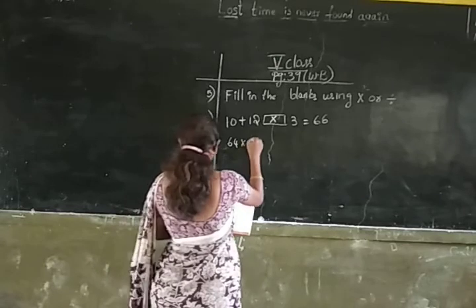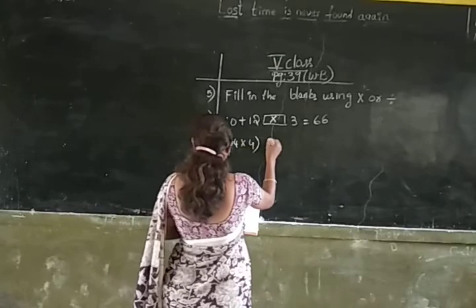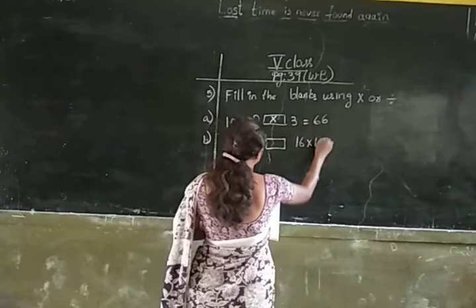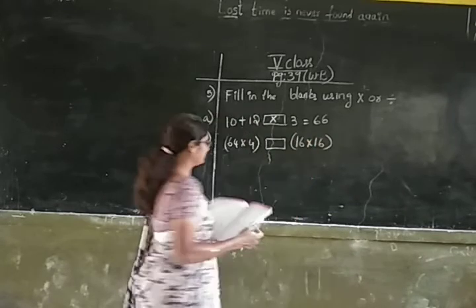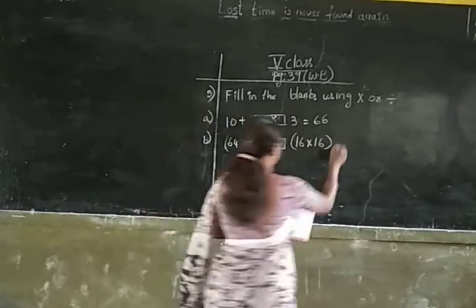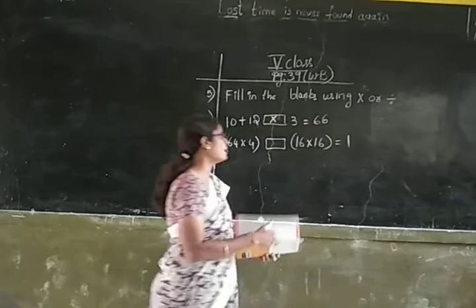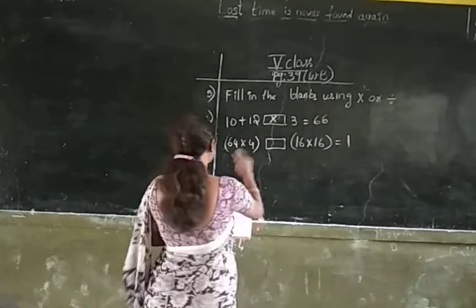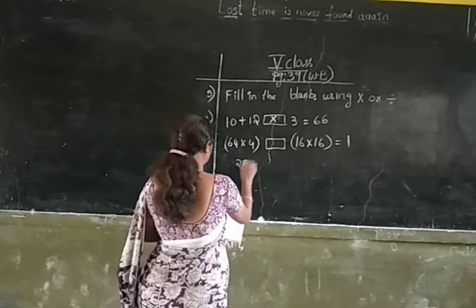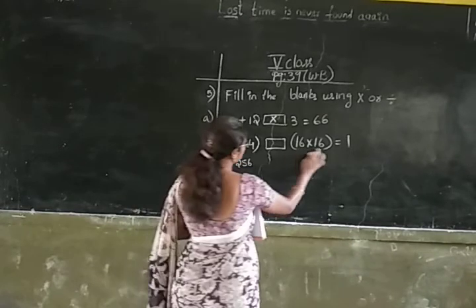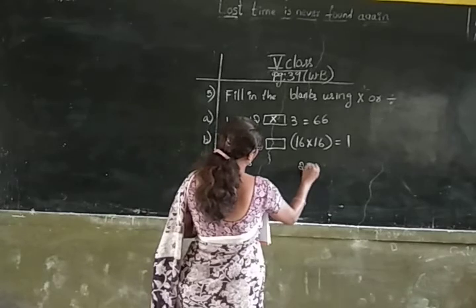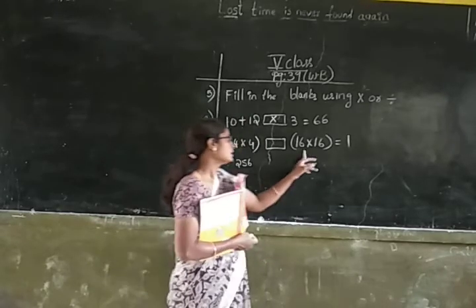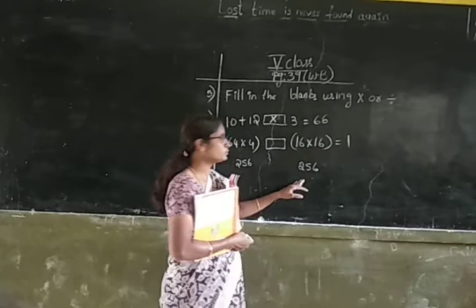64 into 4 box 16 into 16. Okay children. It is equal to 1. So you have to get the answer 1. 64 into 4 is 256. Similarly, 16 into 16 is equal to 256.